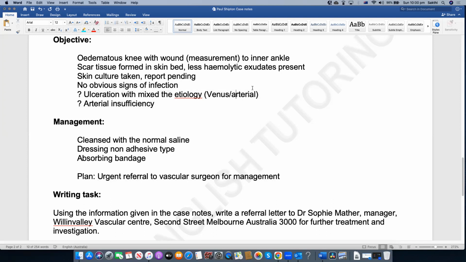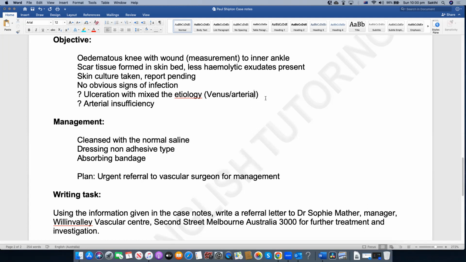What is arterial, where is it located? Is it located in the heart system, or in the knee, or in the foot, or in the leg? Leg? Arterial? No, I don't think so. Ulceration with the mixed etiologies.